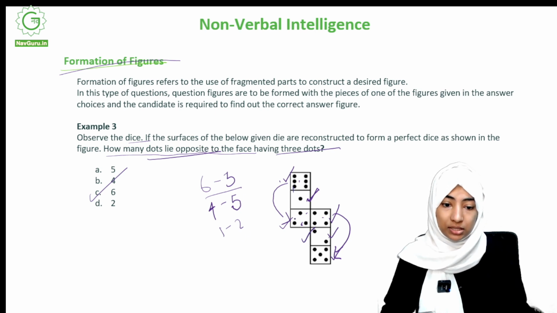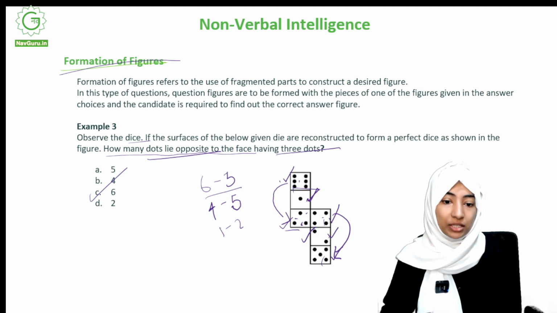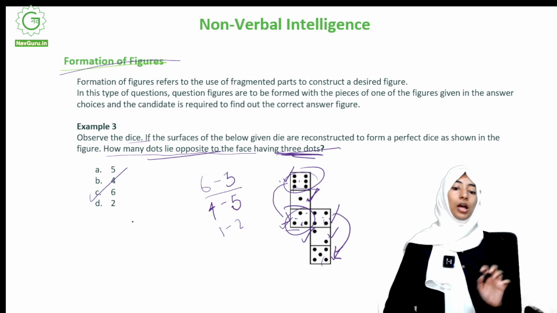these will be opposites. So 6, 3, 4, 5, 1, 2. Even in that way you get 6 and 3, right? So you've still gotten your answer. Opposite to 3 dots, just look at 3 and you know 6 and 3 are opposites. Okay, so this is the trick.